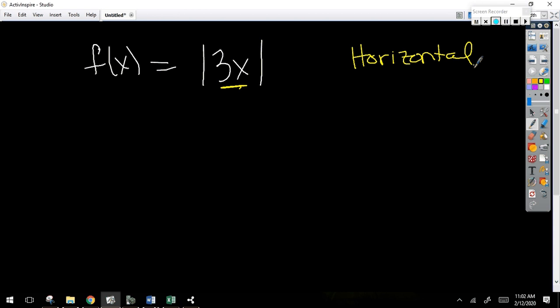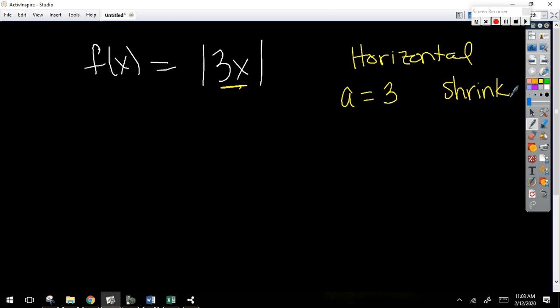What is a? 3. Okay, 3 is bigger than 1, right? Yeah. So it is a horizontal shrink, or compression, either one. Oh, I did mix those words up. No, I put them both. But yeah, a horizontal shrink or a compression. Compression's probably a little bit better word, but I understand shrink better. All right, so it's a horizontal shrink, right?